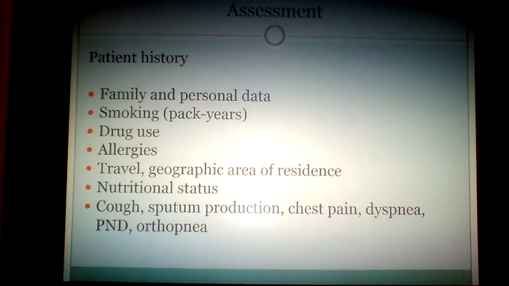Ask them about their drug use for obvious reasons. Ask them, are they allergic to anything? Not only allergic to medications, but you have to think about allergies and hay fever or whatever the situation. Have they had any recent travel, especially outside of the country? Do not take for granted nutritional status just by looking at a person. You may want to get a better assessment of that.